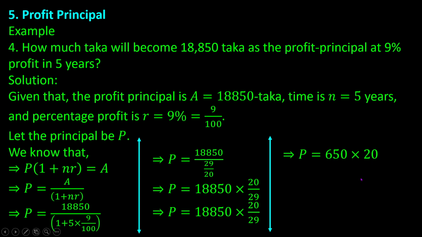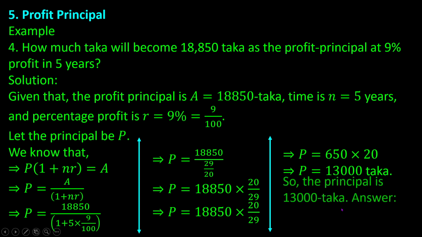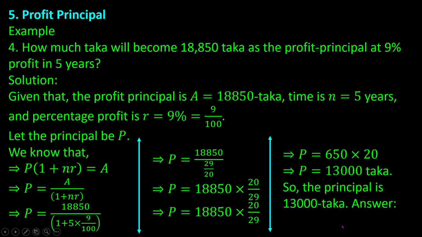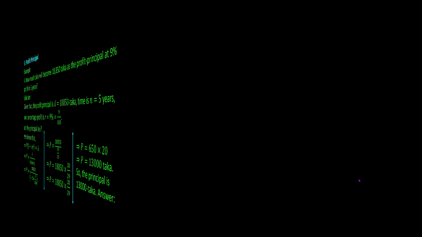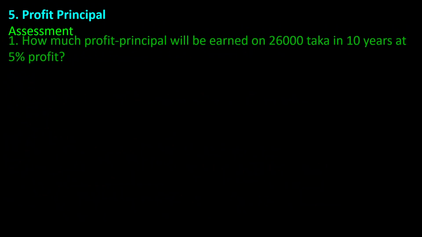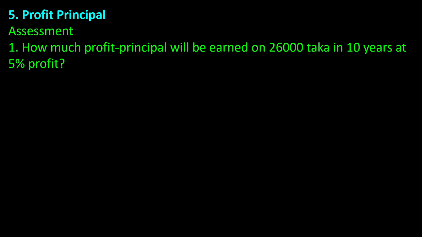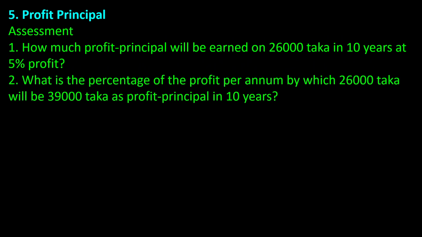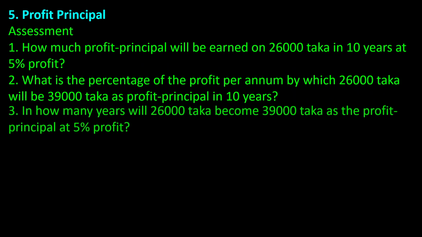So after doing calculation we get P equals 650 into 20. How? That means dividing 18,850 by 29, we get 650, and in place of 20 I put here 20. Now multiplying these two quantities we get P equals 13,000. So the principal is 13,000 taka.